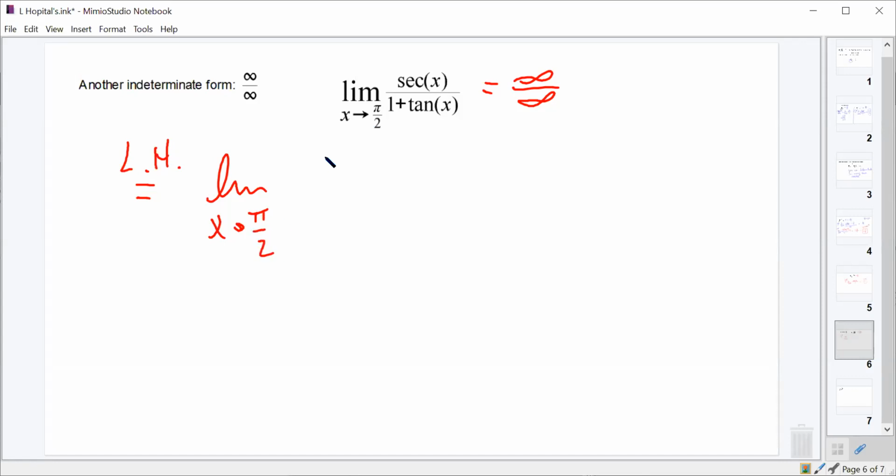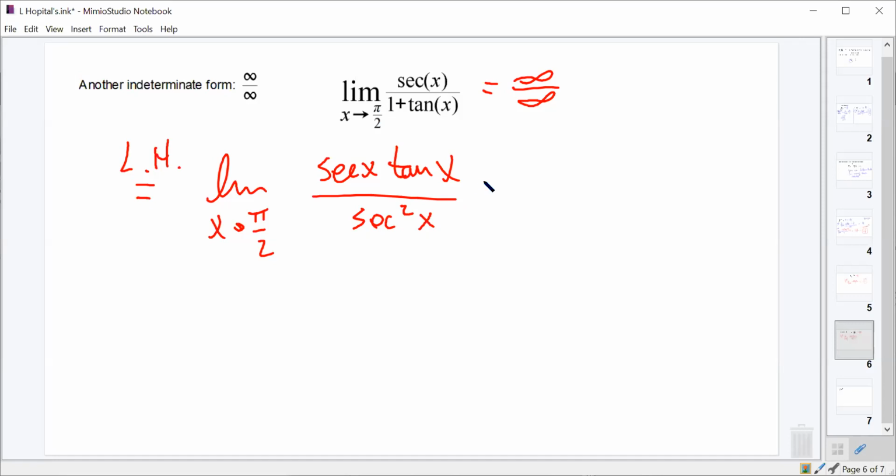Secant x tangent x. That seems like it's going to be a problem, right? Because secant x's limit as we went to pi over 2 is infinity, and so is tangent. So this is just another infinity and another infinity. But we'll see. What happens to the 1? Eliminated. Yeah, it goes away. So then we've got secant squared x.